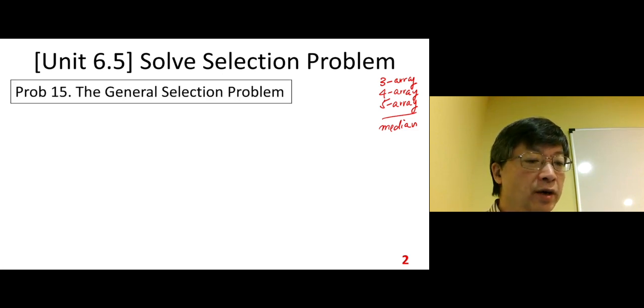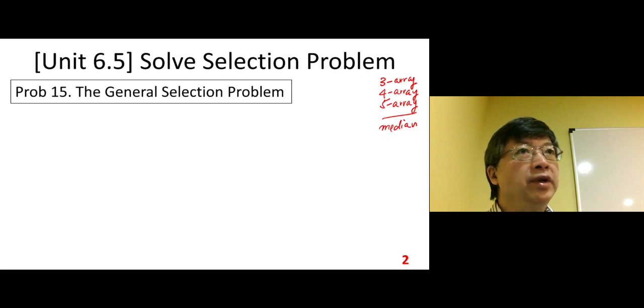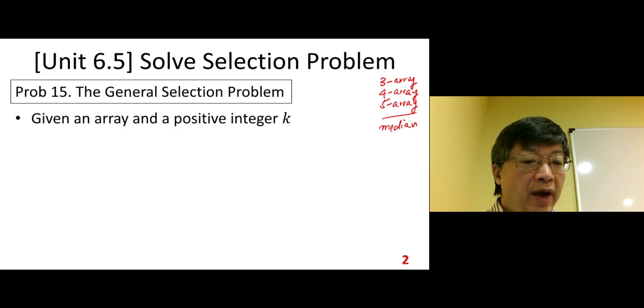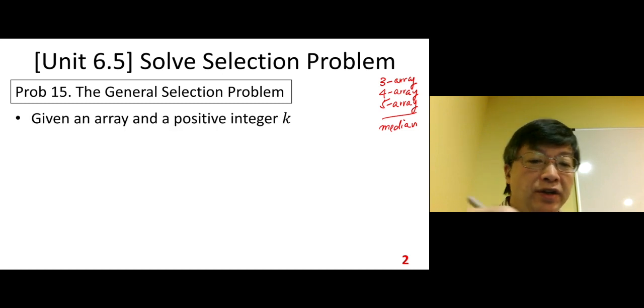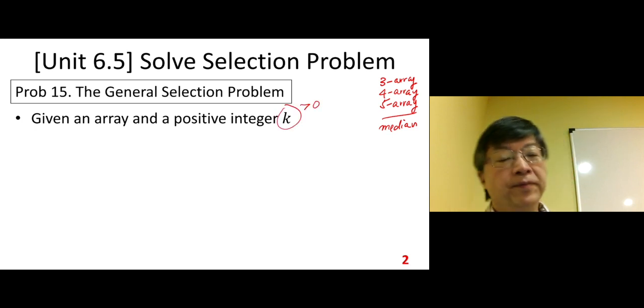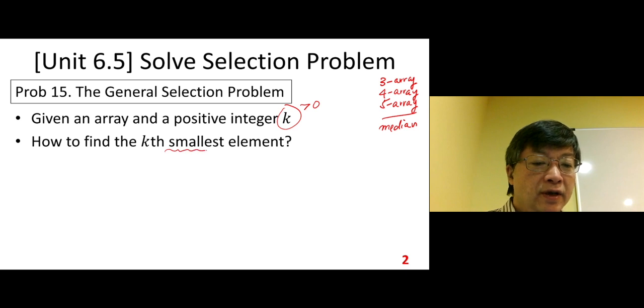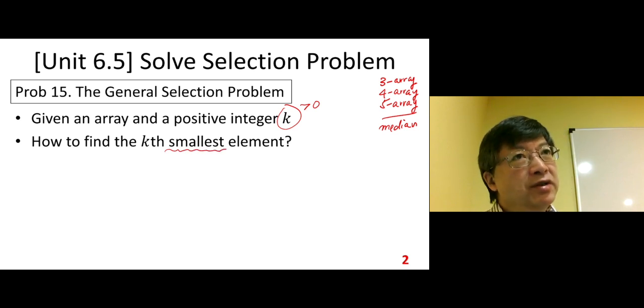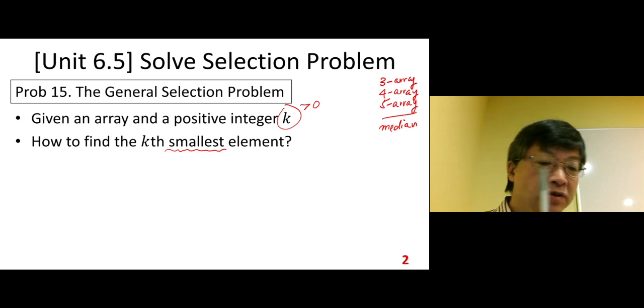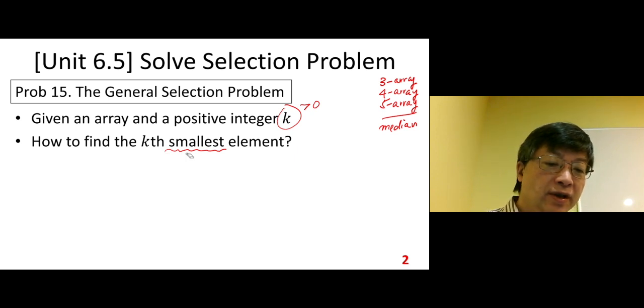All right, so let's start with the problem statement. Our problem number 15. Given an array and a positive integer k, how to find the kth smallest element? Similarly, the kth largest, the same way. So let's just use the smallest.